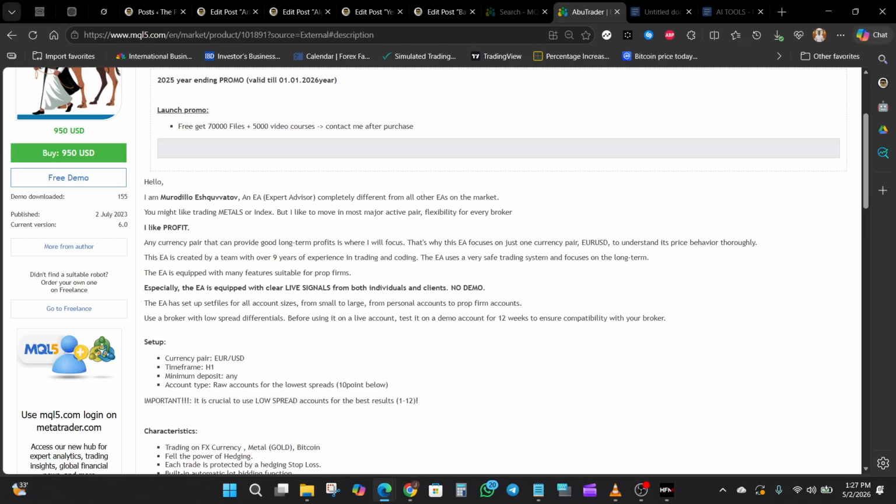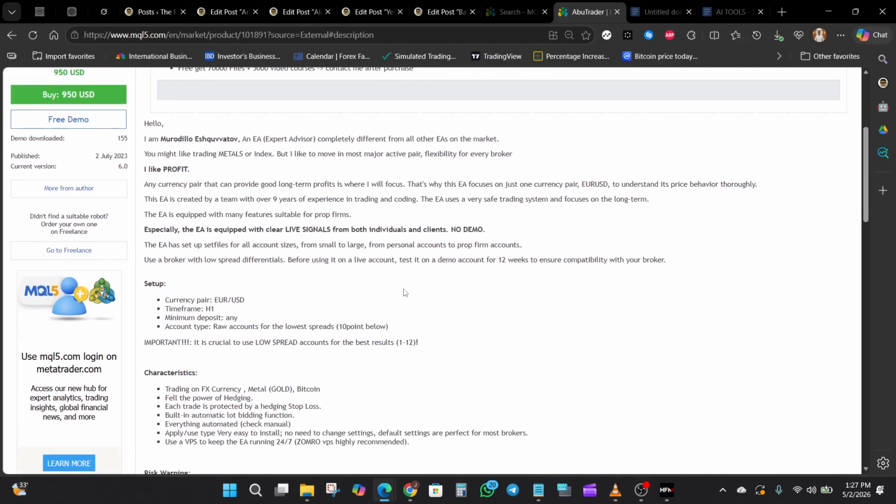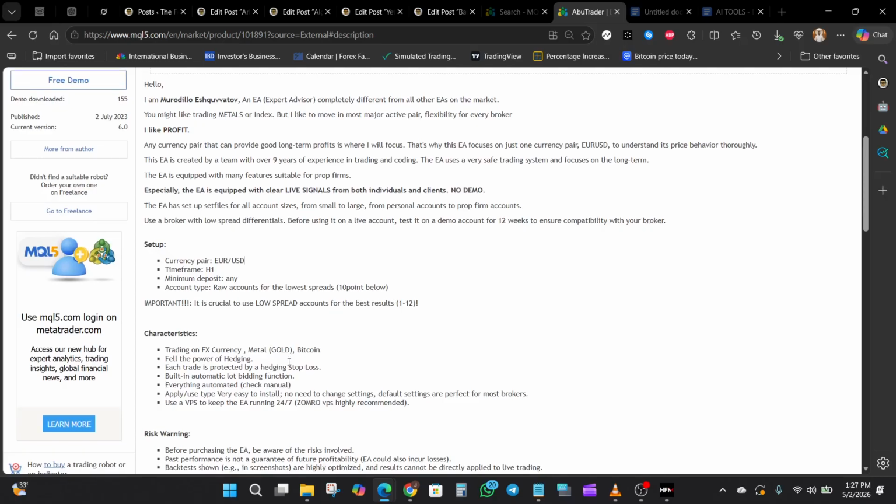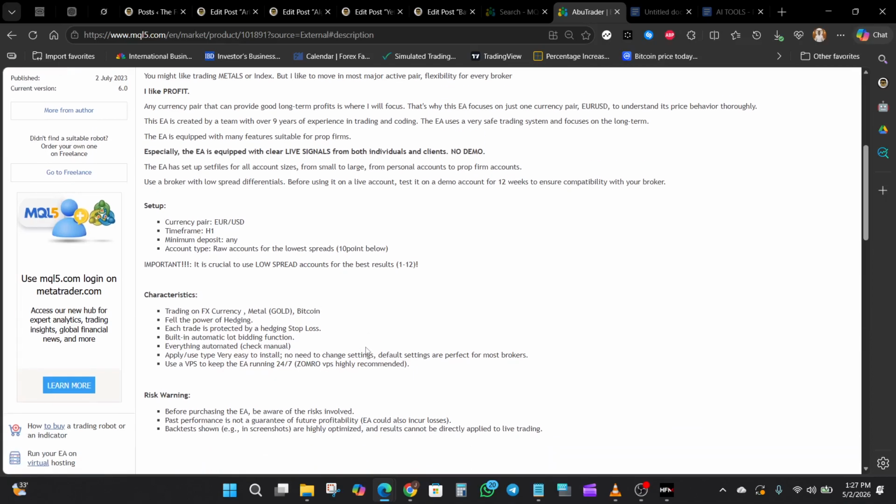Now, one thing that stands out immediately is the focus on hedging. All right, the EA mentions that every trade is protected with a kind of hedging stop loss, which already suggests that instead of closing trades, it may offset positions using opposite trades. That's a very different approach compared to standard stop loss based systems. Also, the EA includes automatic lot sizing and is designed to be plug and play, meaning that most users won't need to adjust settings much.